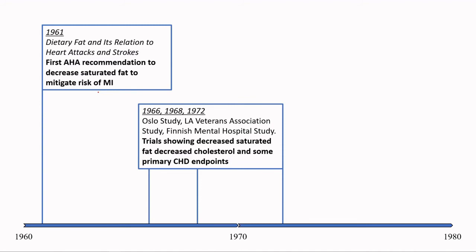1966, 68, and 72 saw the publication of 3 major landmark cluster randomized or randomized controlled trials. The 2 more famous of these are known as the LA Veterans Association study and the Finnish Mental Hospital study. Essentially, researchers took the wards of 2 mental hospitals or the LA Veterans Association and divided subjects into 2 groups: normal American diet, high in saturated fat, or a low saturated fat diet.